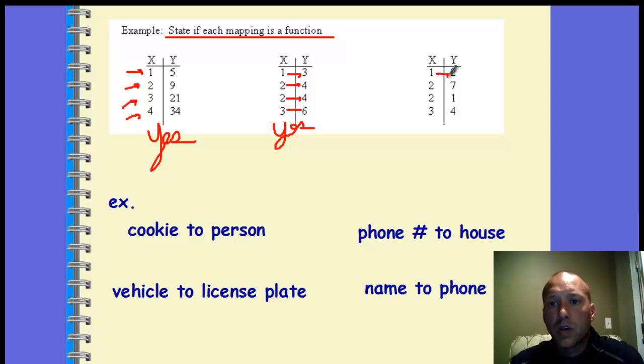Here, does 1 go to one number? Yes, it goes to 2. 2 goes to 7. 2 goes to 1. So now really the number 2 is going to two different numbers. The number 2 goes to both 7 and 1. So then no, it's not a function.